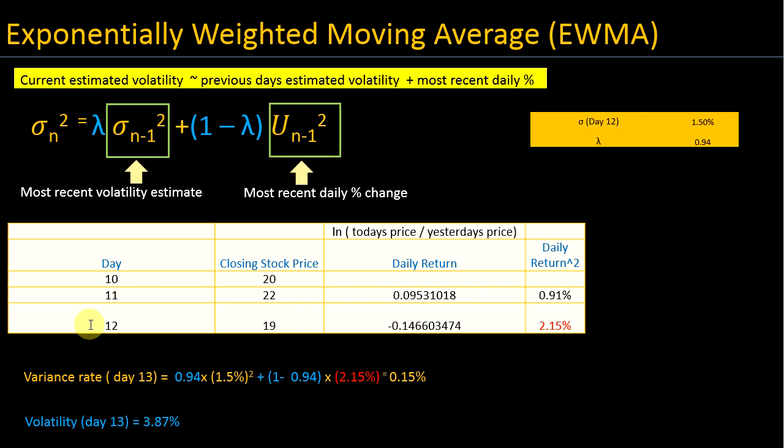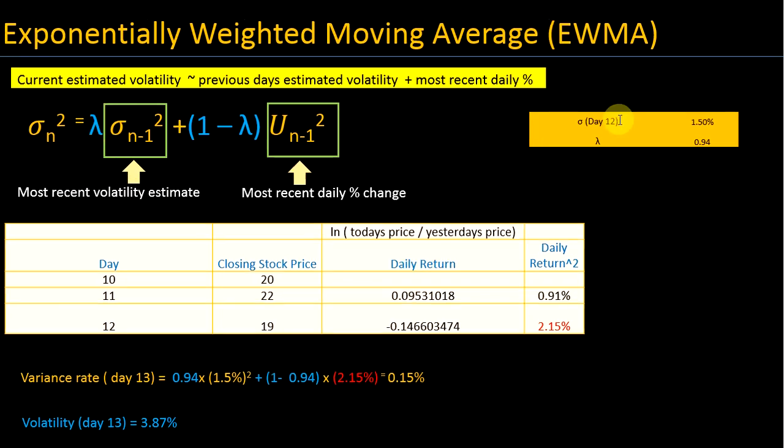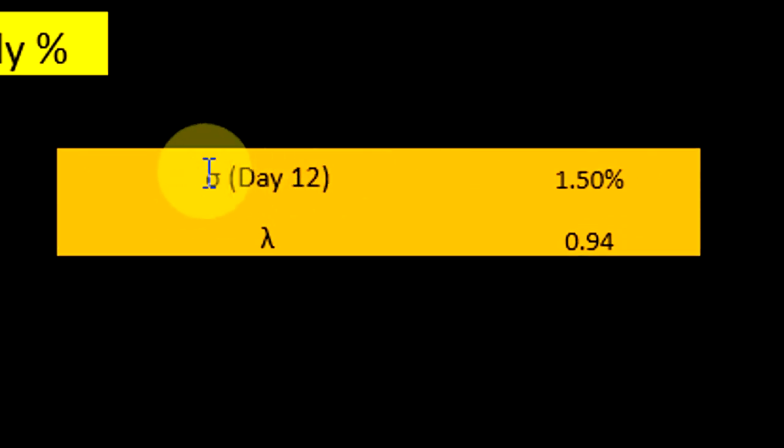Now let's assume a risk manager is at the end of day 12, and wants to estimate the 1-day volatility for day 13. If the risk manager is using the exponentially weighted moving average model, remember we said that when you are estimating the current volatility, you need your most recent volatility estimate. So let's assume your most recent volatility estimate was made on day 12, and that is 1.5%.